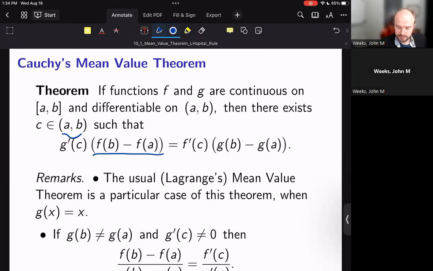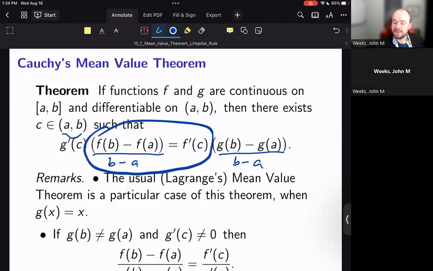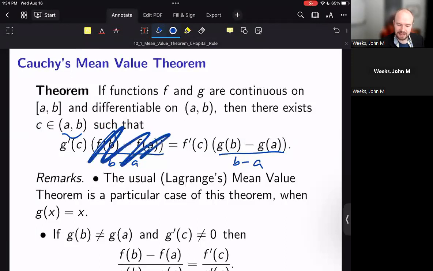Something that might help you see that this looks a lot like the mean value theorem is to try and divide both sides by b minus a. If you do that, then you start looking at this and saying, oh, wait, if I just isolated this part right here, this looks like the mean value theorem. And if I just isolated this part right here, then this looks like the mean value theorem again. It's like you're applying the mean value theorem twice.